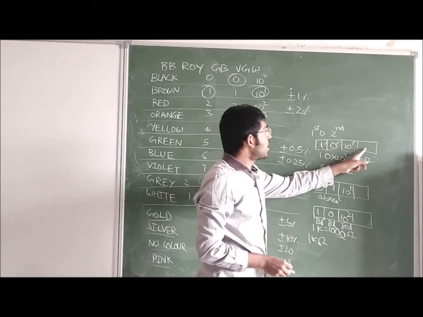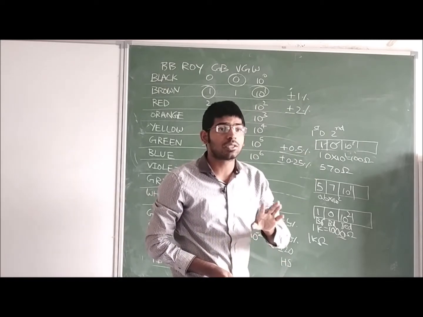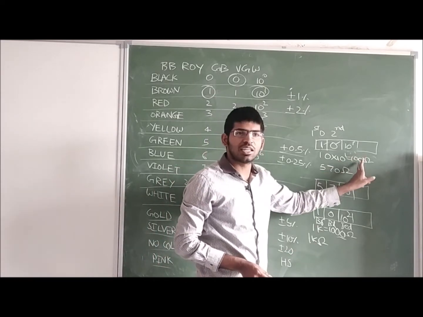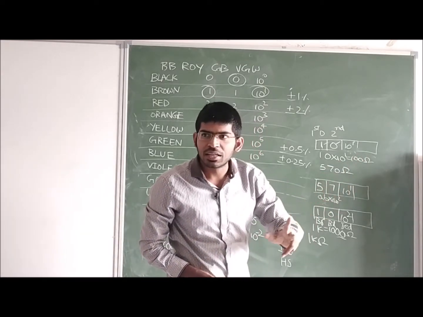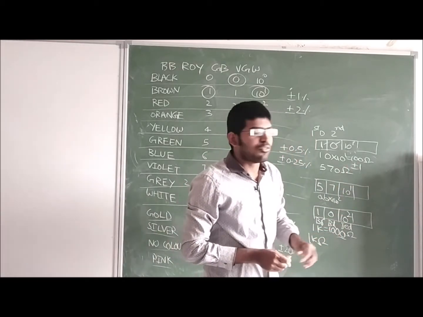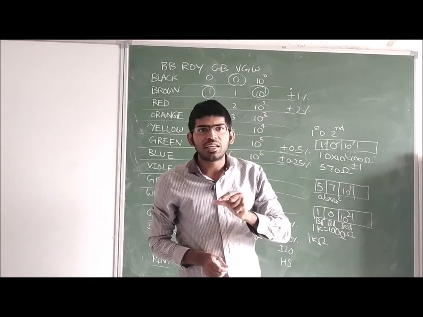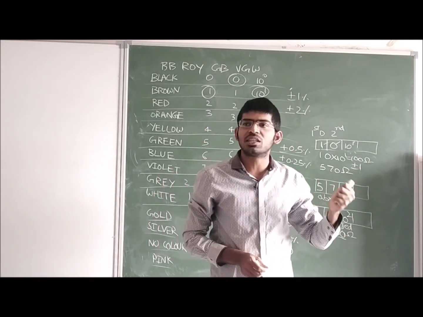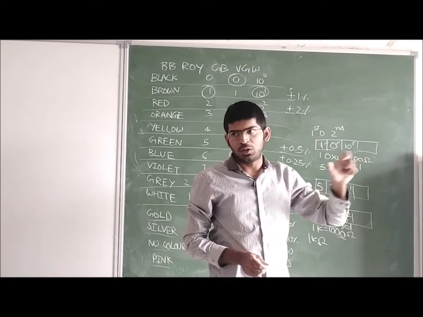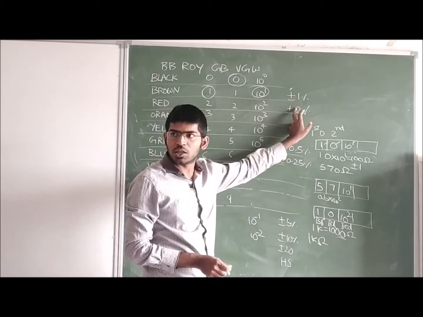When the last color band is brown, that is indicated by plus or minus 1% tolerance. It means the resistance value of this resistor changes between 99 to 101. The variation of resistance of this resistor is between 99 to 101. So when we use brown, the tolerance is plus or minus 1.